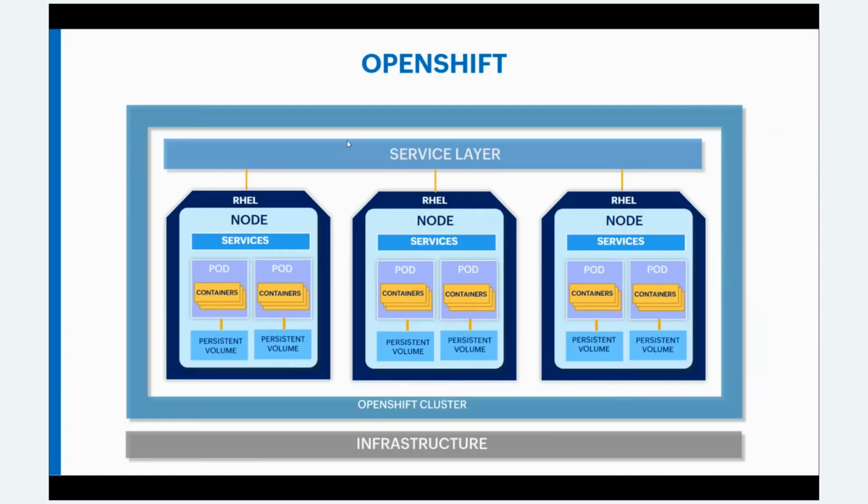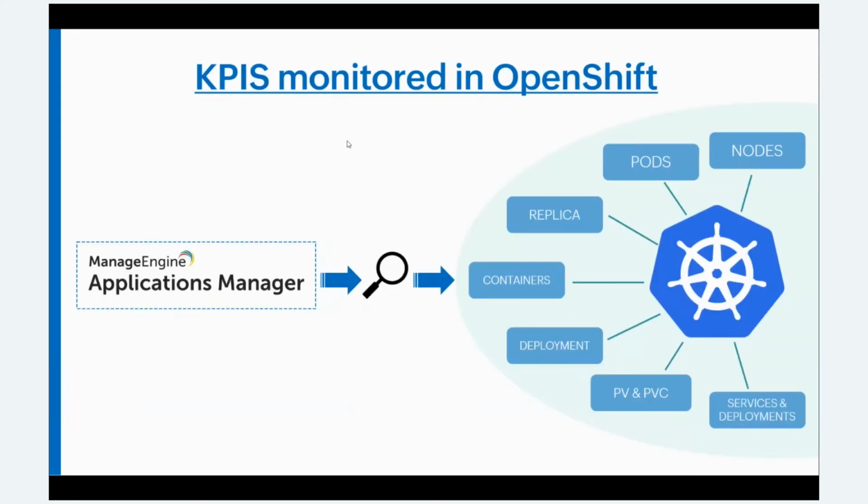When we talk about containers, OpenShift and Kubernetes play a major role. You have a hosting infrastructure, and on top of it you have an OpenShift cluster. On top of the cluster, we have nodes, pods, and services deployed, which are used by your application workload. So the KPIs monitored in OpenShift or Kubernetes include the number of nodes deployed and their current status, the number of pods deployed for a specific namespace and their status, and the replicas, deployments, and services.